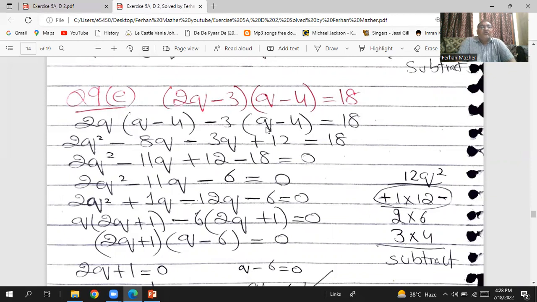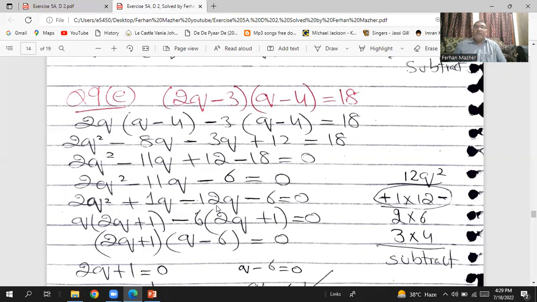So you will have 2q square plus 1q minus 12q minus 6 equals to 0. First of all, multiply the extreme terms. So you get 12q square. And we'll write the pairs of the factors of the 12. They are 1 into 12, 2 into 6, and 3 into 4. So with the third term, you have negative sign. So I write subtract. So we want that pair, which by subtraction give me minus 11. So with the larger number, I put a negative sign. With the smaller number, I will put a positive sign.